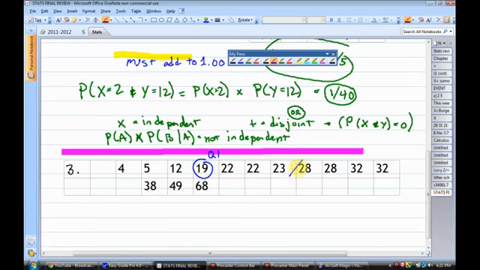Where is Q3? 32. That one is Q3. So we need our IQR. That's 32 minus 19. Did someone calculate that? It's 13.